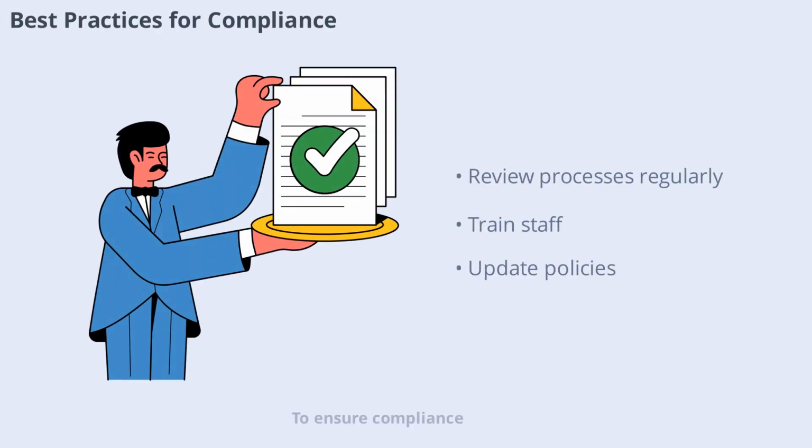To ensure compliance, organizations should regularly review their consent processes, train staff, and update policies as regulations change. Using clear forms, providing easy opt-out options, and maintaining good records are all part of best practices. Proactive compliance helps build trust and avoid problems.